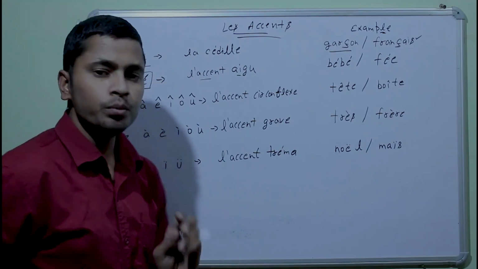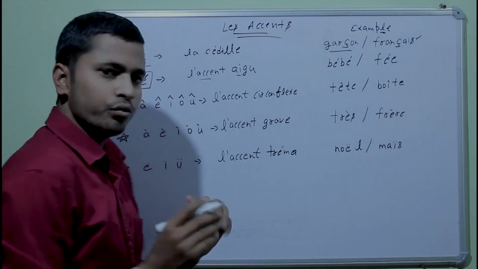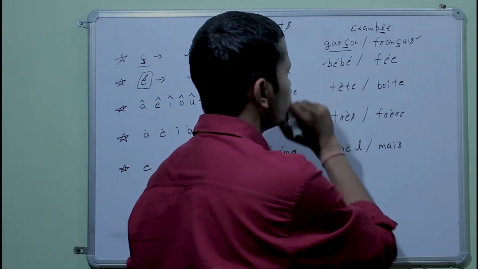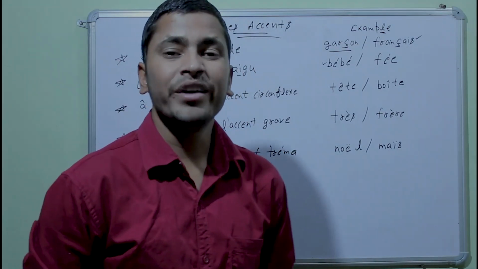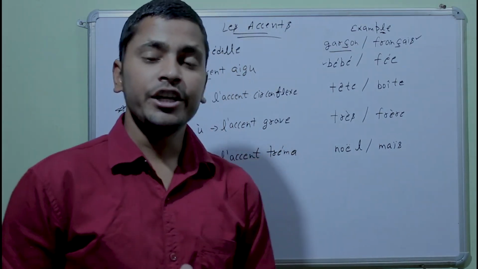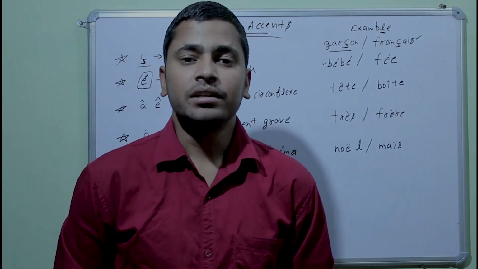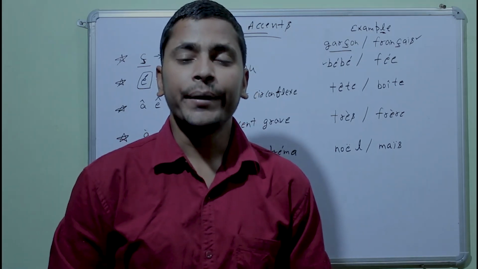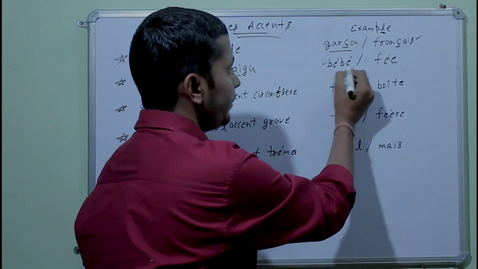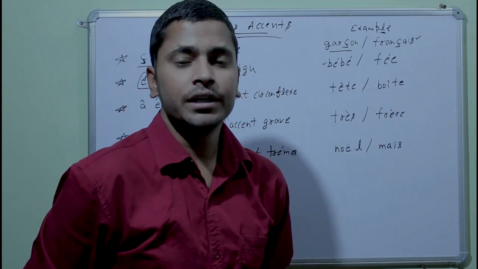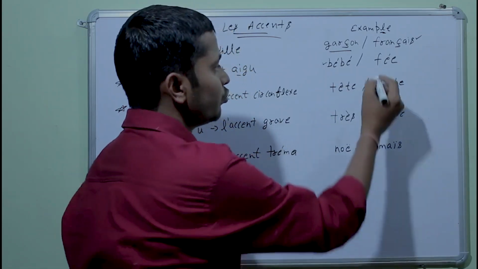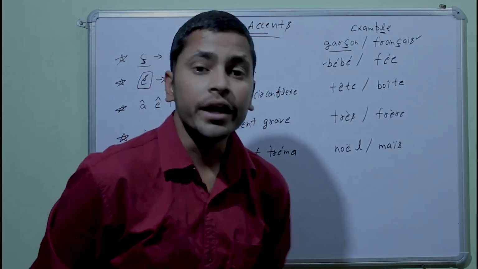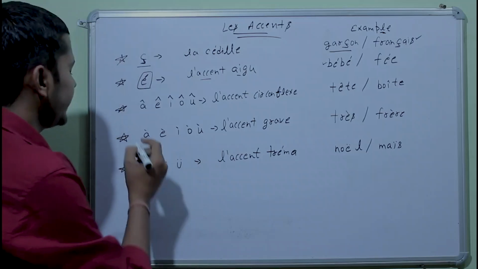So how do we pronounce it when we speak? It will be pronounced with the sound A. The sound of this accent is A, like in bébé. Okay, so like this.